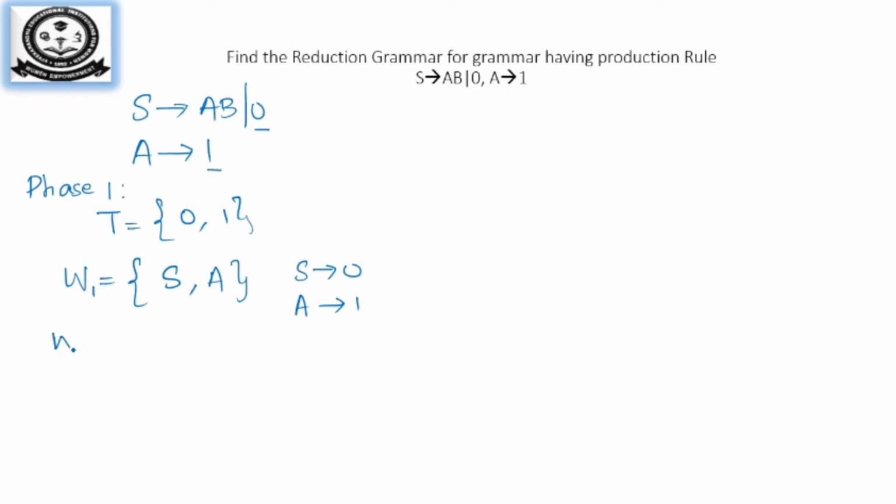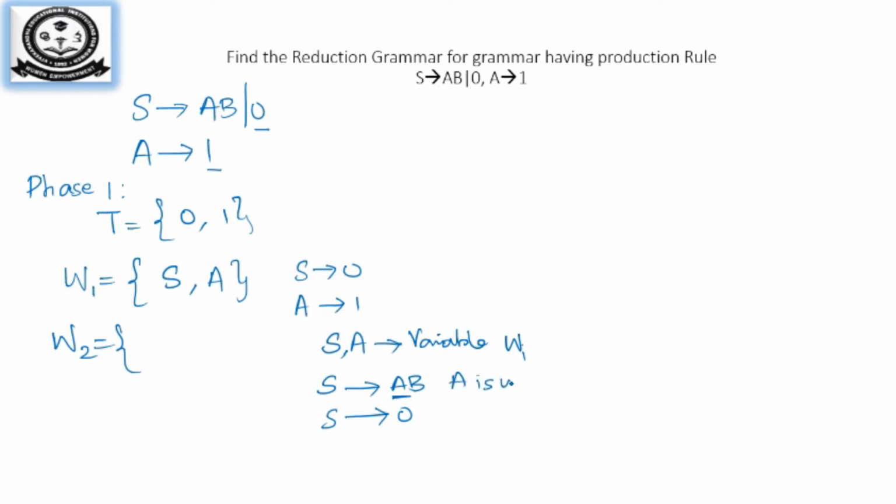Now we find the second set W2, considering the variables S and A, which can derive other variables. What are the variable symbols we can derive here? They should be available in W1. S tends to AB and S tends to 0. You can see here it derives A, which is there in W1.